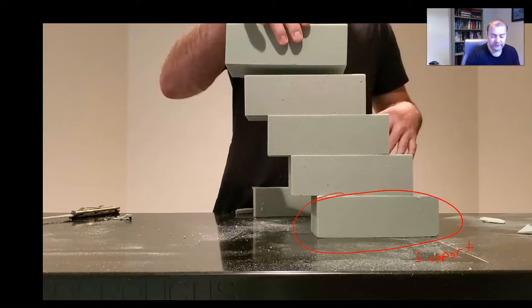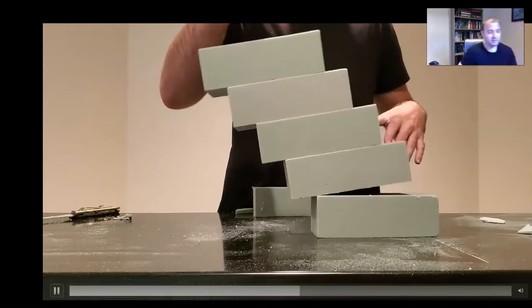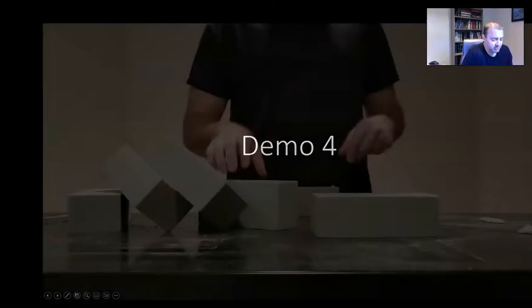If they're not well supported, if they start hanging too far away from their supports, then bad things start to happen here. And it's not a big deal when it's just foam blocks, but if you have a real architectural structure, that could be a problem. Okay, jumping into the fourth one.